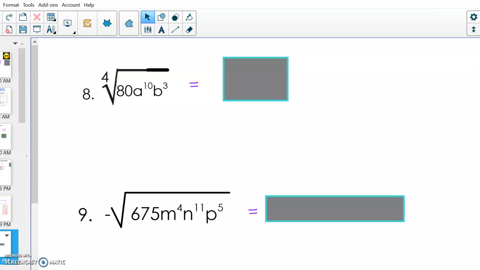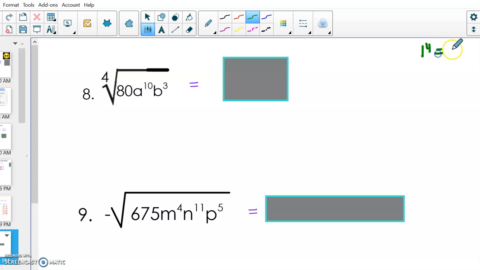All right, number 8, the 4th root of 80, a to the 10th, b to the 3rd. So let's take a look. Now we need to talk about the perfect 4th roots, all right? Let's think about it. 1 to the 4th is 1, so 1 is a perfect 4th. 2 to the 4th is, think about it, 2 times 2 times 2 is 8, times 2 again gets us 16. So 1's a perfect 4th, 16's a perfect 4th.